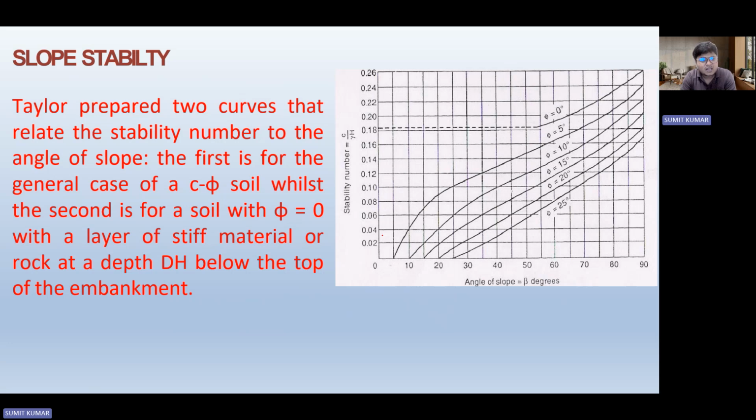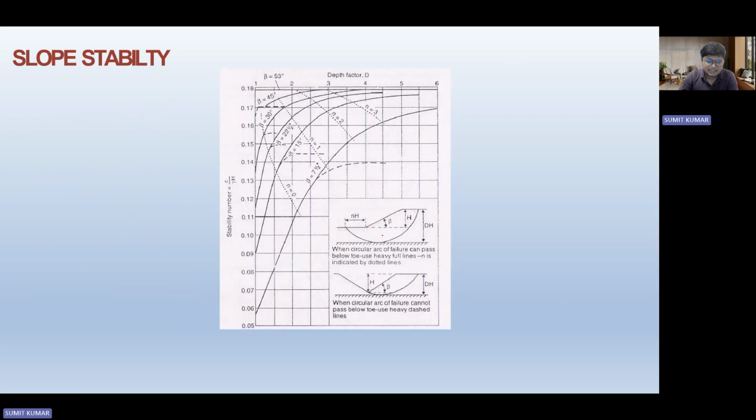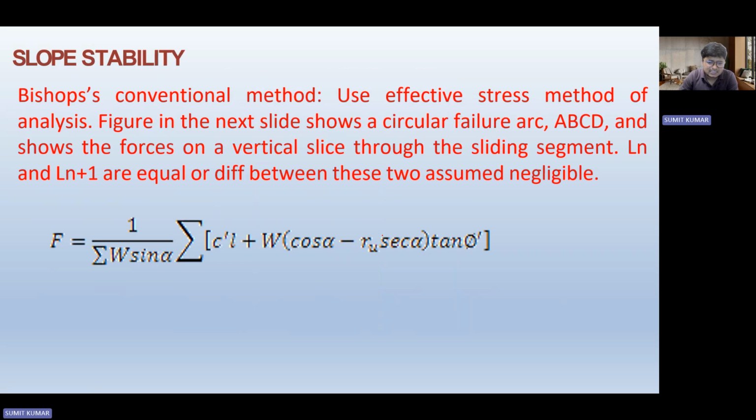Now, when we move ahead, you see Taylor prepared two curves that relate the stability number to the angle of slope. The first is generated for the general case of C-phi soil, while the second one is for the soil with phi equal to 0 with a layer of steep material or a rock at depth dh below the top of the embankment. Now, when you see these correlations over here, some equations like this come in the picture, that is also similar to summation of W or summation of N into T tan phi, the correlation which we have used earlier. This was a similar trend for that also.